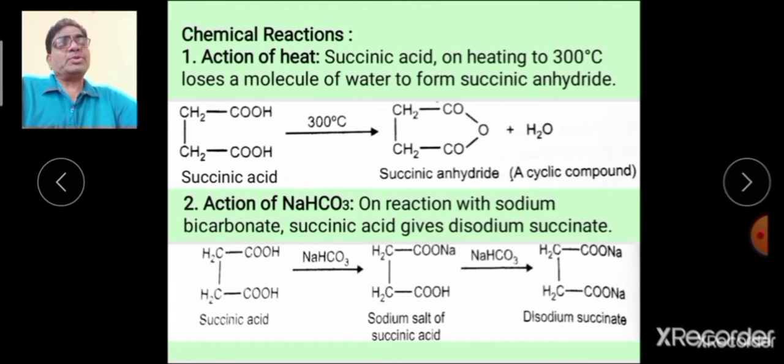Action with sodium bicarbonate. Okay, action with sodium bicarbonate, it gives first monosodium salt. The hydrogen is replaced by sodium, and further the second hydrogen is also substituted by sodium, giving disodium salt.